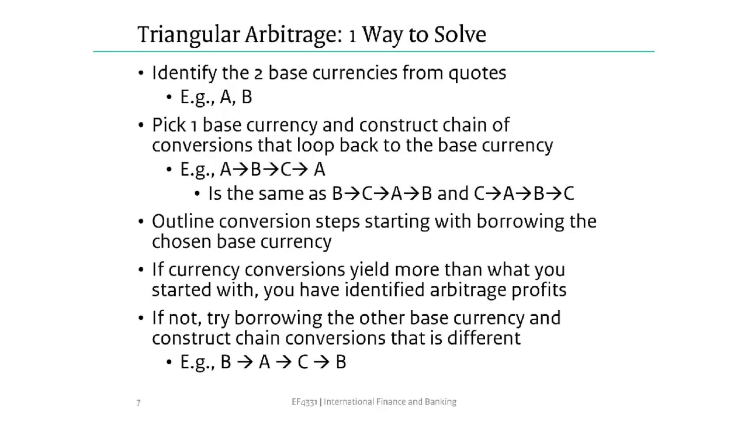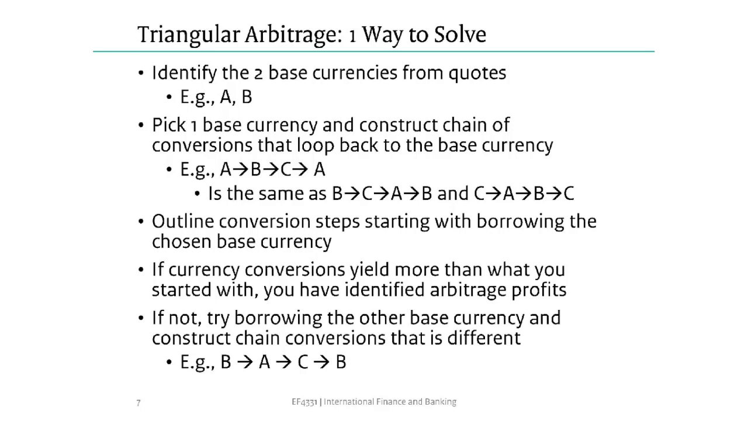All right, so after you pick the base currency and identify a chain, you then try to outline conversion steps, starting with the borrowed currency, which in this case is A, and try to circle back to A again. But you have to go through each of those currencies. You have to end up holding each of these currencies after each step. So the idea here is that after you go through this chain of currency conversions, you should come out with more than what you started with. You've basically created a money machine. You put in something, and you get something plus more than what you started from.